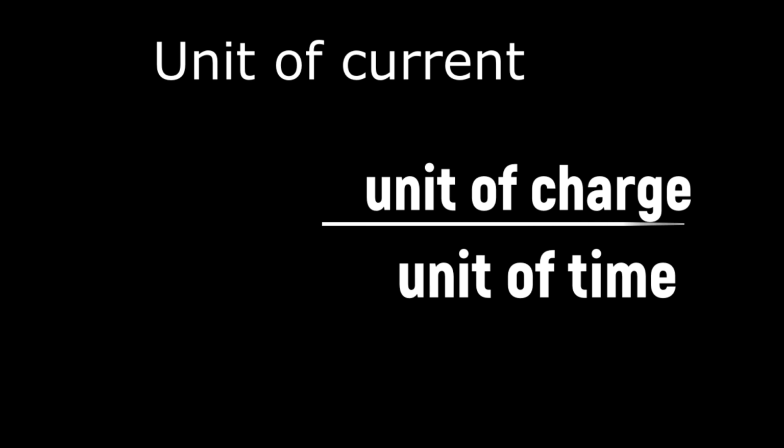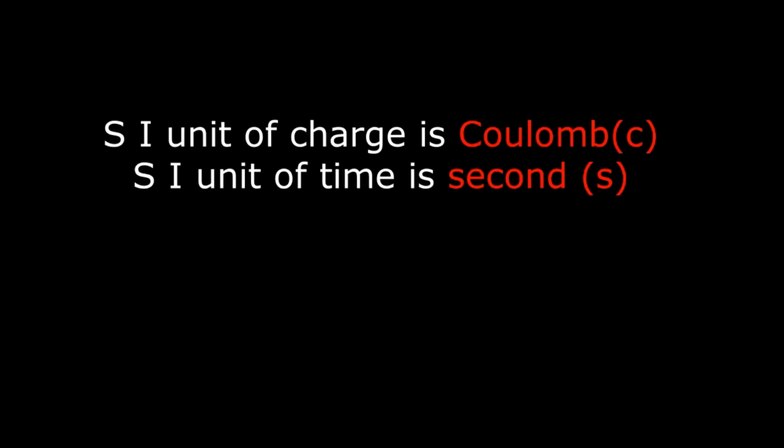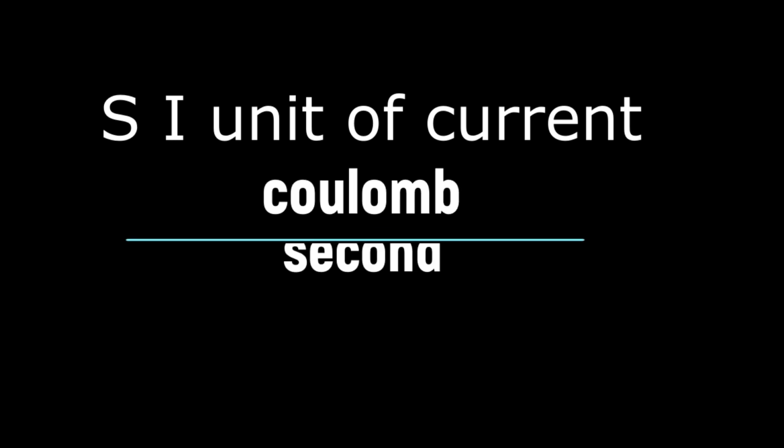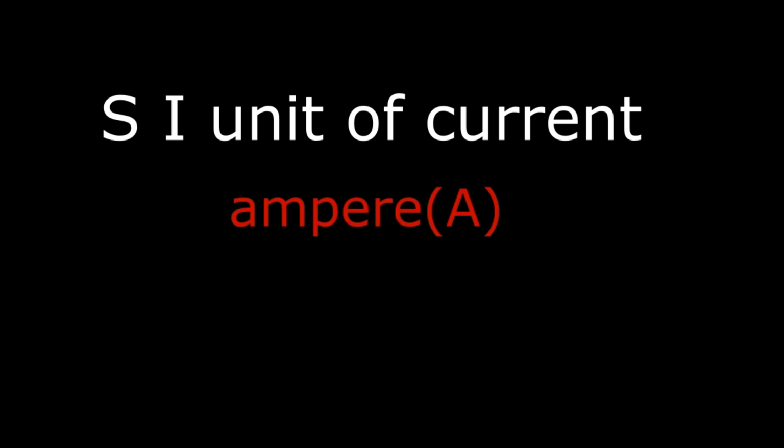Now, let us see what is the unit of current. The unit of current is equal to unit of charge by unit of time. The SI unit of charge is coulomb and the SI unit of time is second. So, the unit of current can be written as coulomb per second. This coulomb per second is termed as ampere. So, the unit of current is ampere, which is equal to coulomb per second.